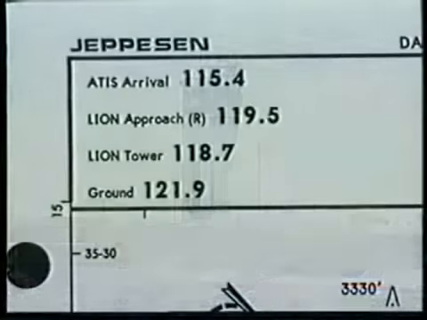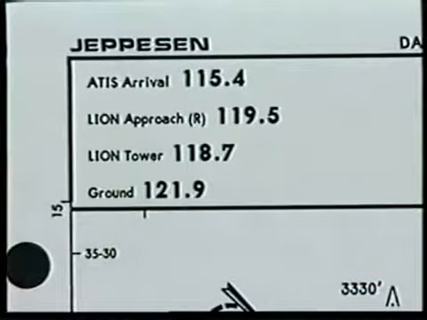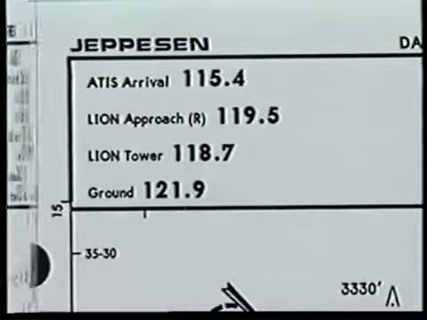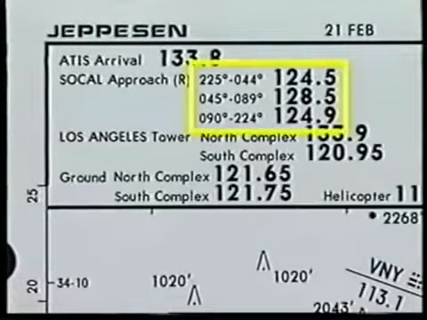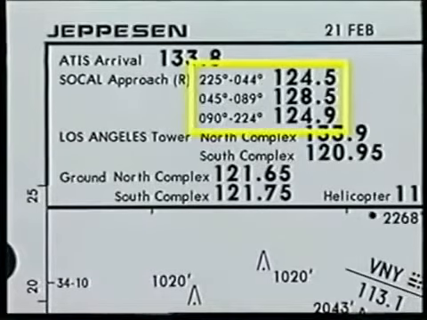The 0245. Moving to the communications box, notice that the frequencies are listed in the normal sequence of use when arriving at an airport: ATIS, approach, tower, and then ground. At larger airports, separate frequencies may be used, depending on the sector from which you're approaching.